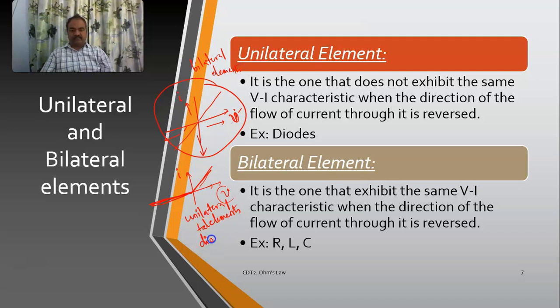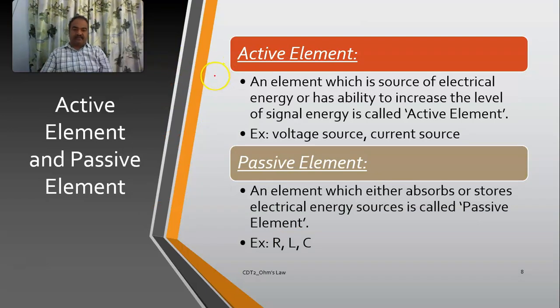An example of a unilateral element is the diode. You might have come across the diode, forward bias and reverse bias, right? In forward mode, if I go on increasing the voltage, the current slowly increases. But in the reverse direction, if I apply voltage in a negative fashion, there won't be any current. So the characteristics will be different for both directions. These types of devices are called unilateral, whereas R, L, and C are considered bilateral. If the voltage direction or the current direction is reversed, the corresponding current and voltage also get reversed.